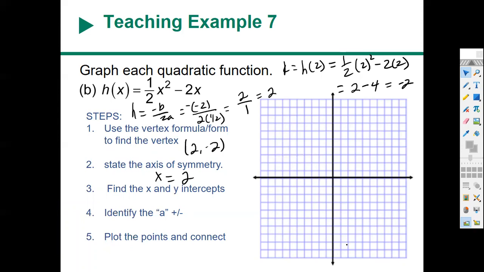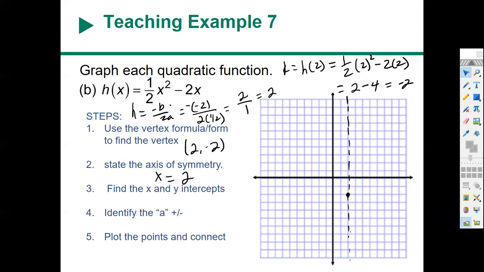Okay, so we have x equals 2. So at 2, we have our axis of symmetry. And we also have our vertex, which is 2, -2. Now it says for us to find our x and our y. So to find our x and y, we're plugging in 0 for x and 0 for y.